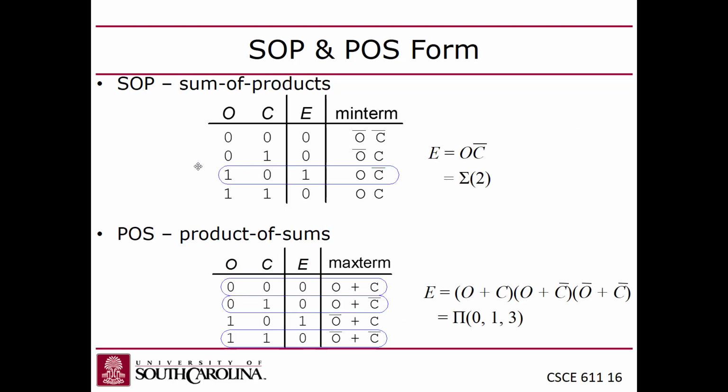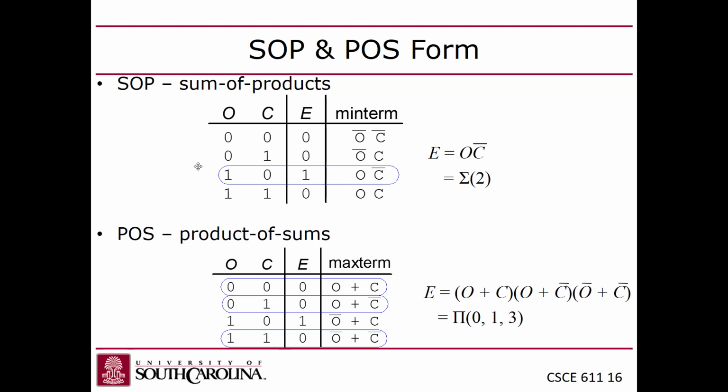So in this case, this is the same truth table, just repeated twice. In this one, we only have one row that gives a true output. So for that, we'll use the minterms. The minterm would be O and not C, right? And there's only one of them, so I don't have any other terms to sum together, right?